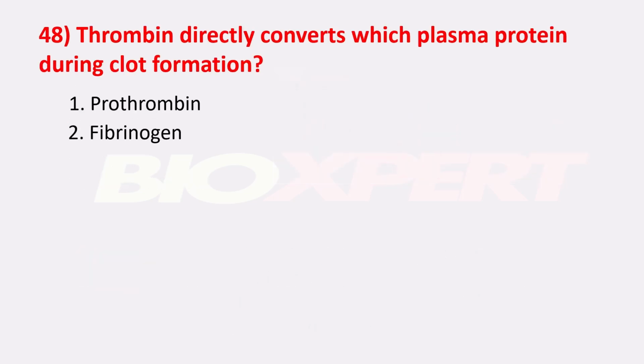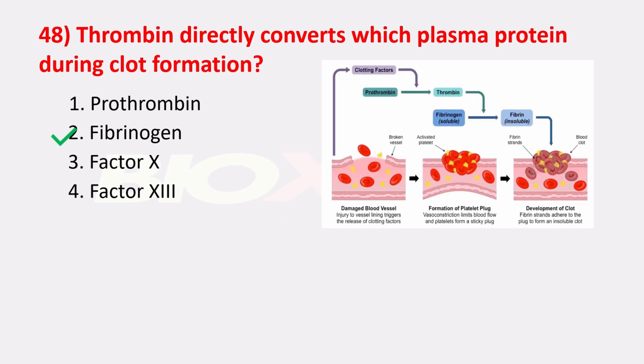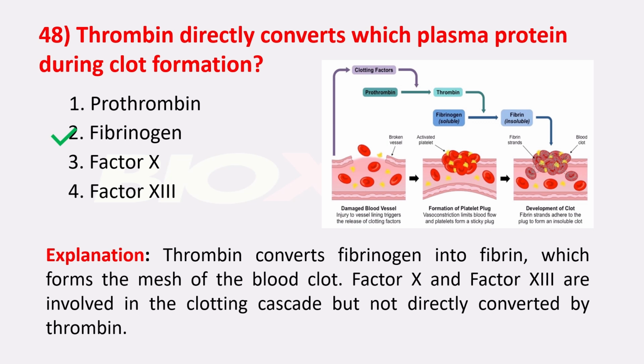Thrombin directly converts which plasma protein during clot formation? Fibrinogen. Thrombin converts fibrinogen into fibrin, which forms the mesh of the blood clot. Factor X and factor 13 are involved in the clotting cascade, but not directly converted by thrombin.